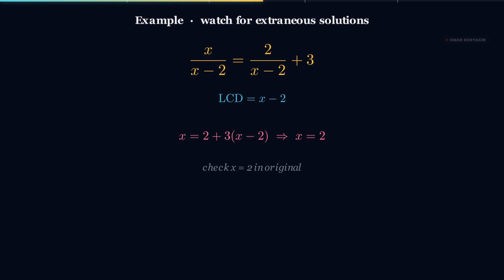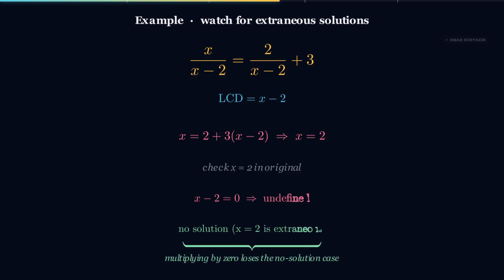The denominators on both sides are x minus 2, which equals 0 when x equals 2. The original equation is undefined at x equals 2, so the candidate is extraneous. Conclusion: the equation has no solution. The clearing step gave us a valid algebraic candidate, but the candidate fails the domain check. This is exactly why every rational equation requires the final check. Without it, we would falsely report x equals 2 as the answer.